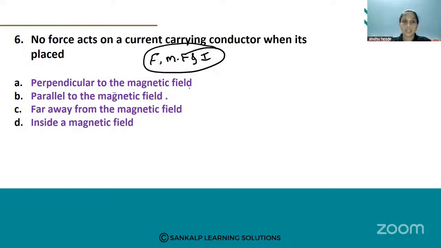So it produces force when it is perpendicular to the magnetic field. We know that according to the left hand thumb rule, force, magnetic field and current all are perpendicular to each other, right? So this one is wrong. Here they ask when no force acts.